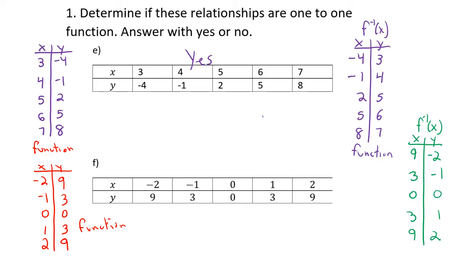But I notice that my x's repeat themselves. So I start off here with a 9. This 9 gives me a -2, which means no matter what happens, this 9 is always supposed to give me a -2.